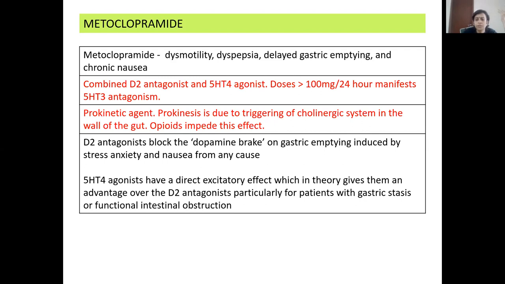And we might be familiar with the term dopamine brake. So any drugs acting at the D2 receptors release that brake. That means you put on an accelerator, so the gastric emptying is done. Drugs like opioids put a brake in the GIT by acting through the dopamine receptors. And these are the drugs which will release that dopamine brake.